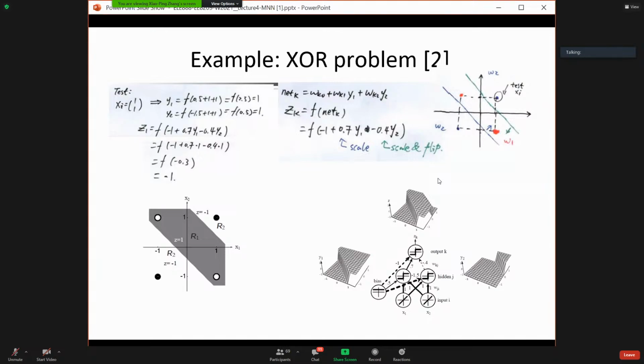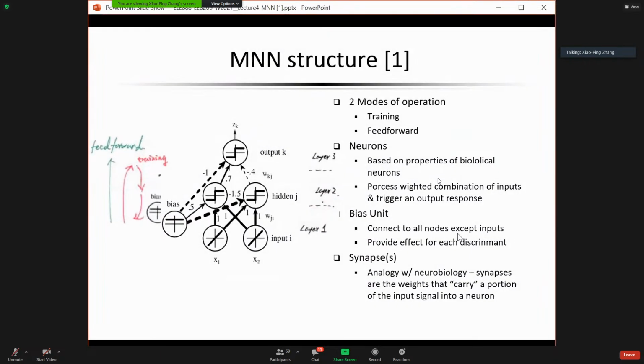Make sense? Okay, this problem was solved using perceptron in the 60s. That's the start of the neural network, and now it's still this. There's no difference from the current neural network. So here is the structure we have explained: this is the input layer, this is the hidden layer, and this is the output layer. We use X, Y, ZK.